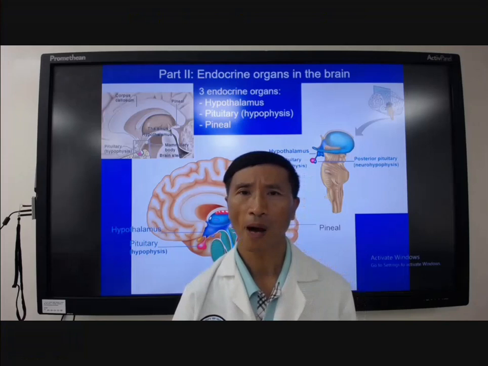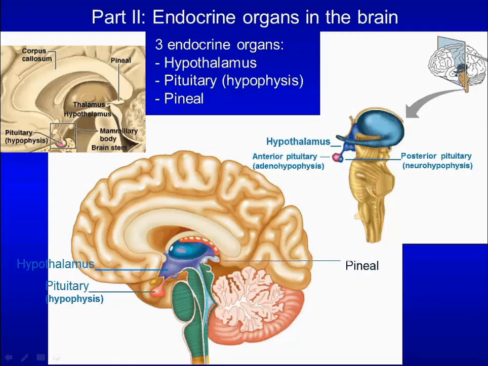Now, let's move to part 2. We will look at endocrine organs in the brain. There are 3 endocrine organs in the brain: hypothalamus, pituitary glands, and pineal gland. Pineal gland secrete melatonin. Today, we will focus on hypothalamus and pituitary gland.